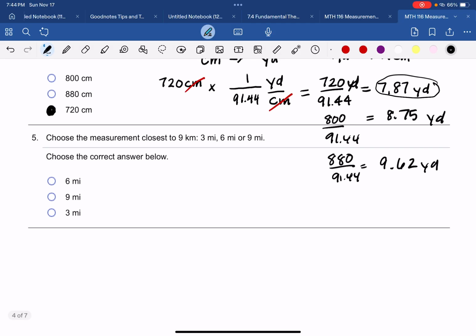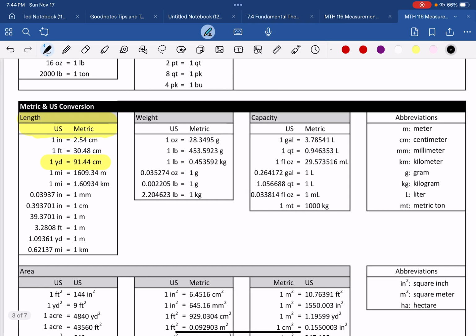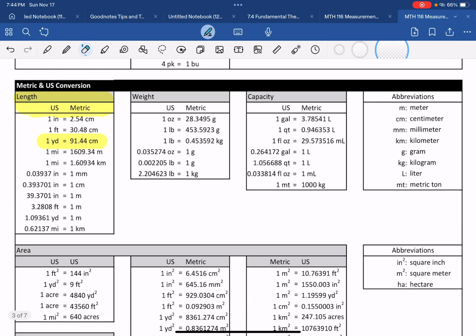And number 5, I want to know the closest to 9 kilometers, if you want to say it that way: 3 miles, 6 miles, or 9 miles. So we need to change 9 kilometers to miles. So I need something that relates a kilometer to a mile. And I want my kilometers on the bottom. So I go over here, and a kilometer to a mile is right here. 1 kilometer is 0.62137 miles.